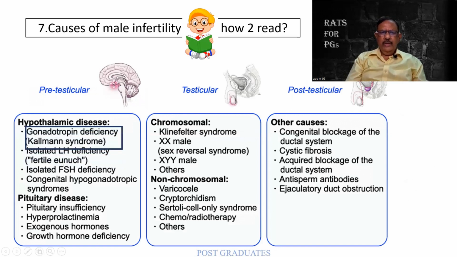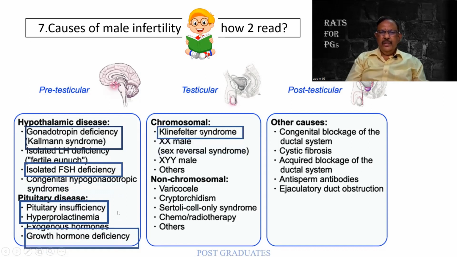For example, gonadotropin deficiency, Kallmann syndrome, certain things that I know. If you are comfortable with some, choose your own. FSH deficiency. Then there can be a pituitary insufficiency, hypoprolactinemia, growth hormone deficiency. Certain things that we already know, we can recollect. This is what we know already, a Klinefelter syndrome. Also, cryptorchidism, Sertoli cell-only syndrome, chemo and radiotherapy. These are all terminologies that we know already.